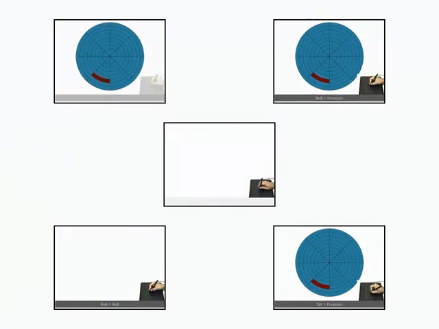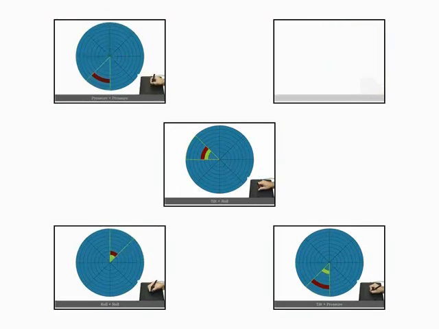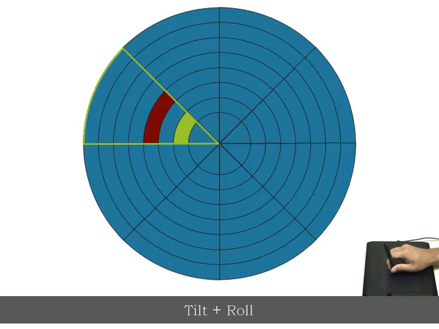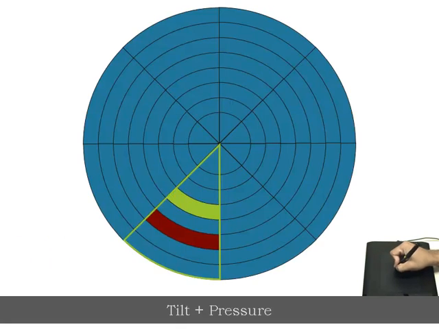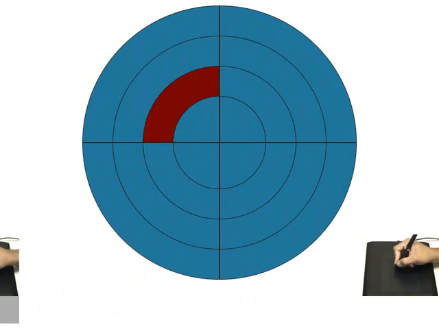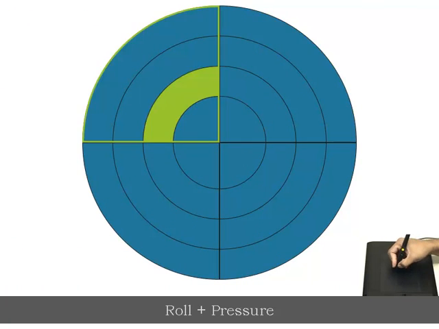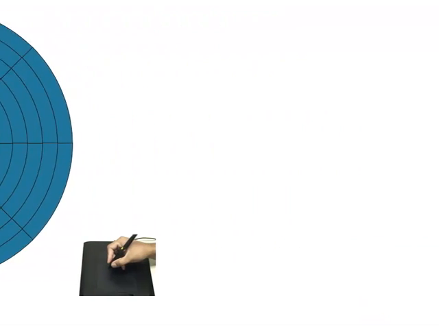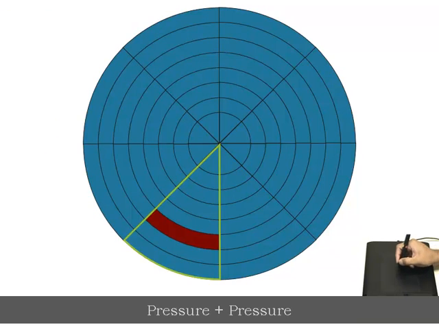We conducted a study to explore the effectiveness of A-Coord input for a 2D selection task. We compared three A-Coord inputs: tilt and roll, tilt and pressure, and roll and pressure, with two baseline techniques, which twice required the sequential use of an auxiliary channel: roll and roll, and pressure and pressure.